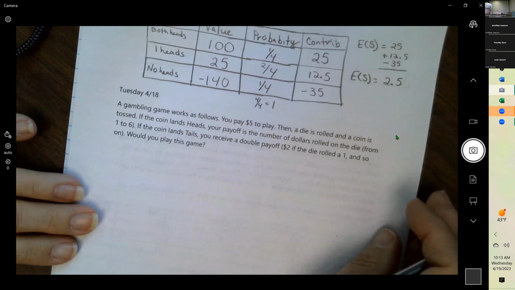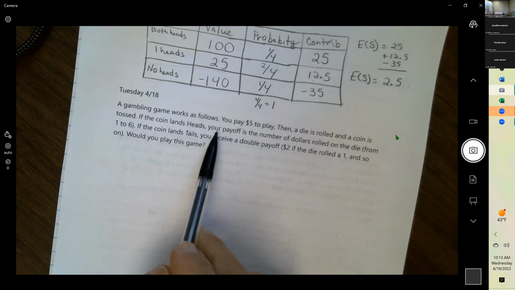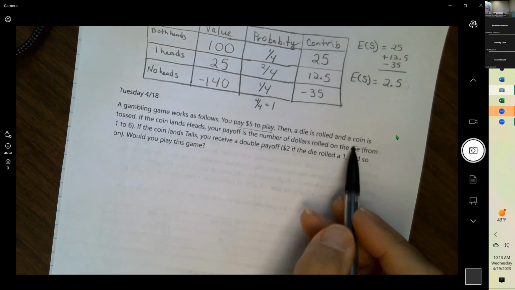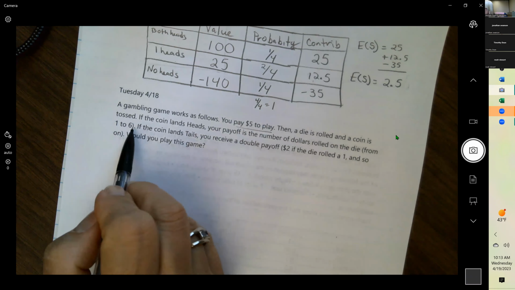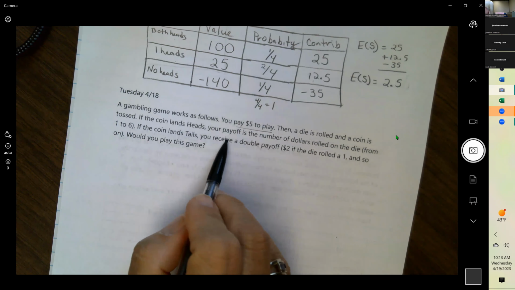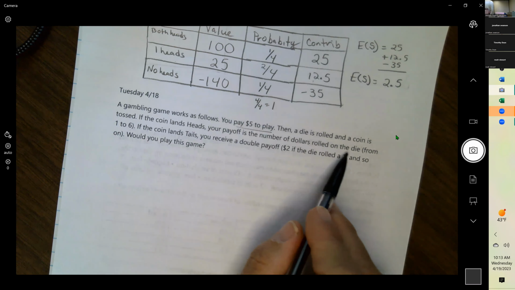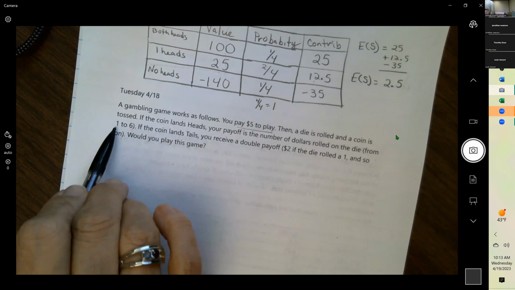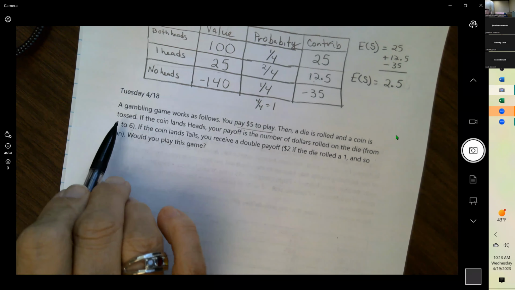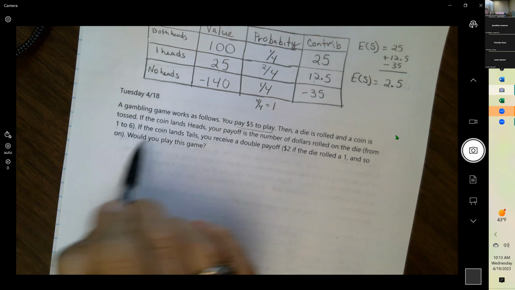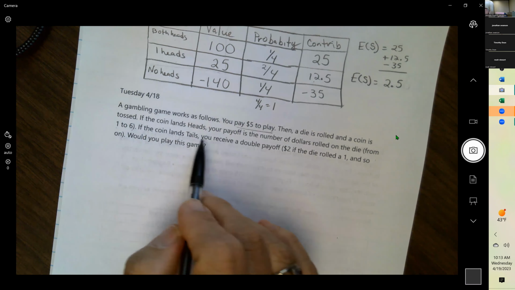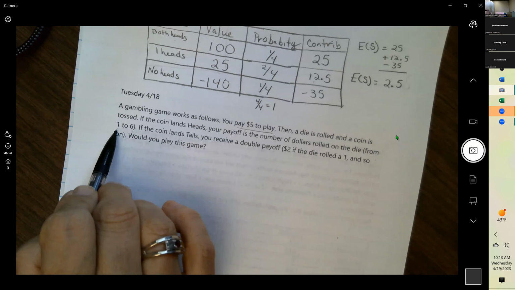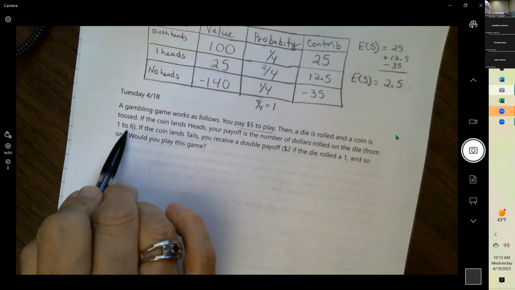Try the next one. A gambling game works as follows. You pay $5 to play. Then a die is rolled and a coin is tossed. If the coin lands on heads, your payoff is the number of dollars rolled on the die from 1 to 6. So if you get a heads, then you roll a 1, you get $1 back. If you roll a 2, you get 2 back, and so on. If the coin lands tails, you get double. So if it lands on a 1, you'd get 2. If it landed on a 6, you'd get $12.